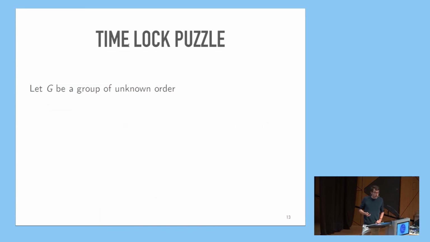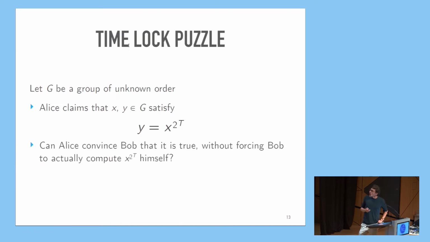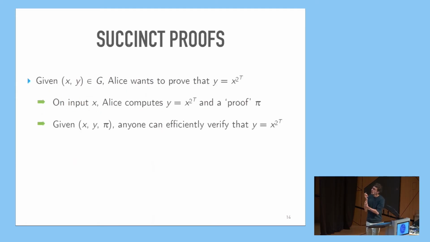We're given a group of unknown order. Alice claims that some elements x and y satisfy y equals x to the power 2 to the power t. And Alice tries to convince Bob, or actually the rest of the world, but let's start with just Bob, that this equality holds, without forcing Bob to actually redo the computation by himself.